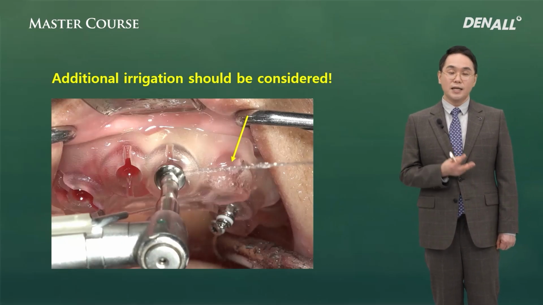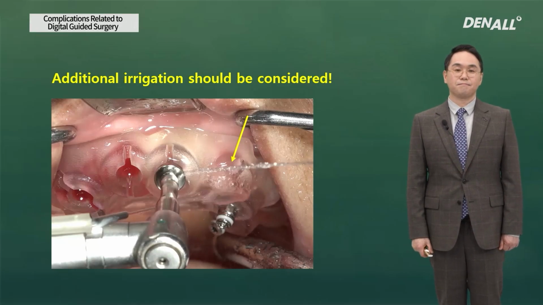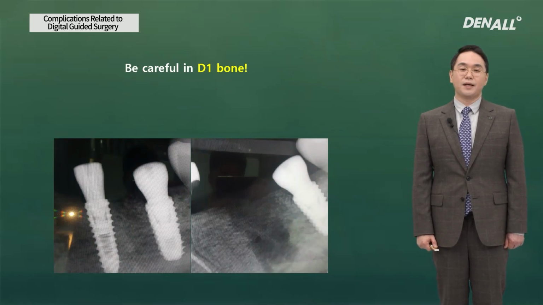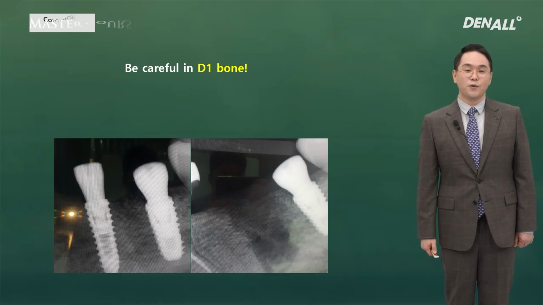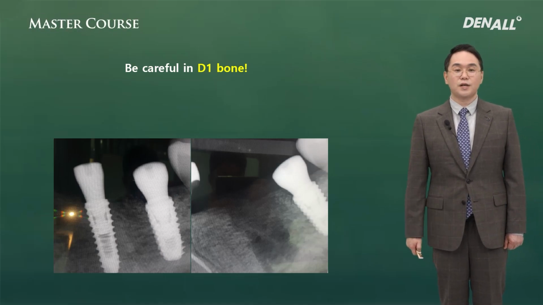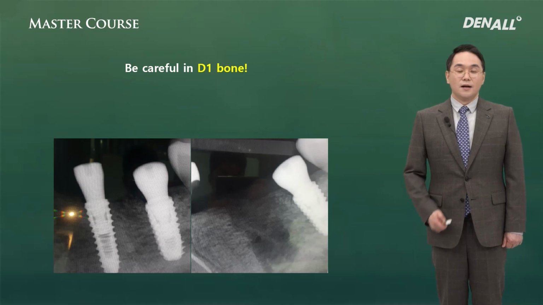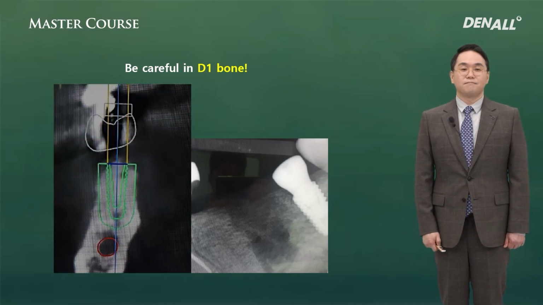When you use the initial drill instead of the 2.0 drill, you need to gradually progress. And you need to be very careful in D1 bone. This is a patient that was referred to me. One guide was used to place the implant, and after 4 weeks, you can see extensive bone loss and the implant failed. I requested the data that was used for planning.